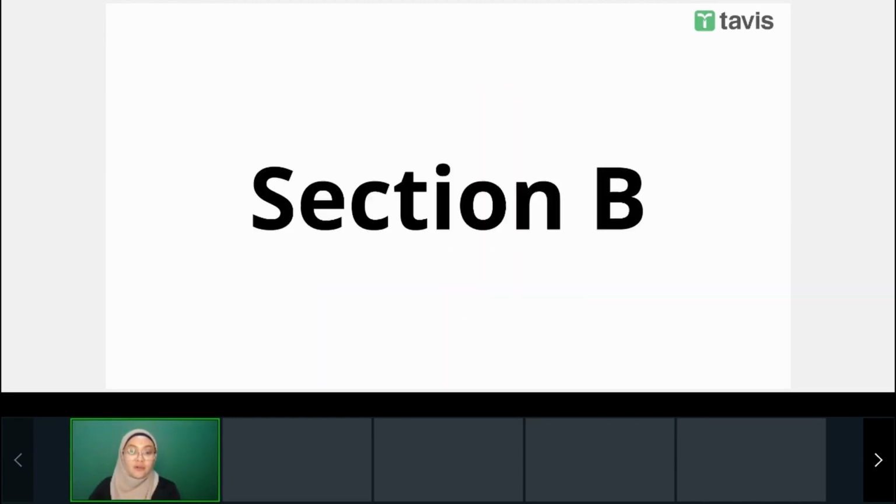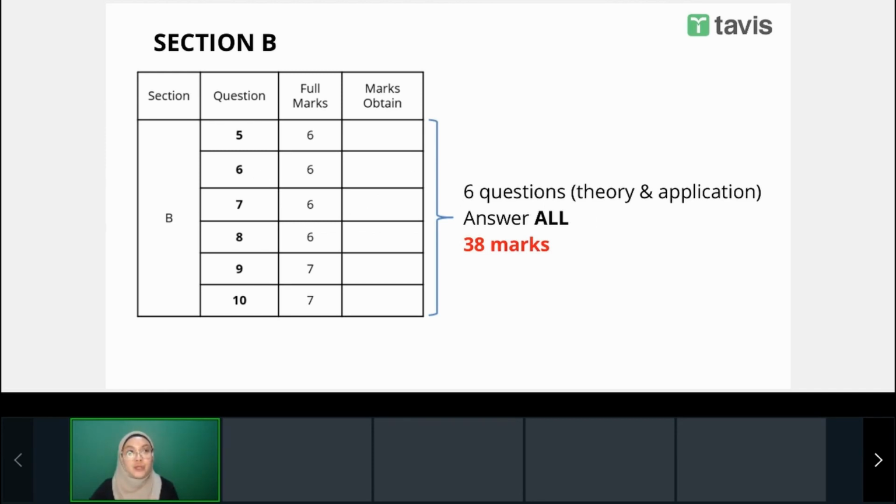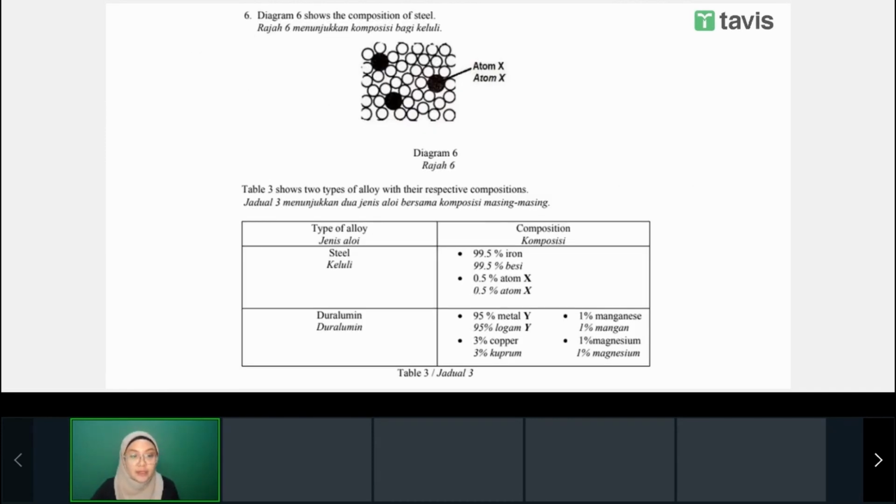Now let's see a question from section B. Section B comprises the theory and the application question. All is 6 marks. You have to answer all. Now what is this? Diagram 6 shows the composition of the steel. Now you know it's the composition of the steel. Steel is an alloy. You have atom X over here. Table 3 shows two types of alloy with their respective composition. They give a composition already. You have to identify only.